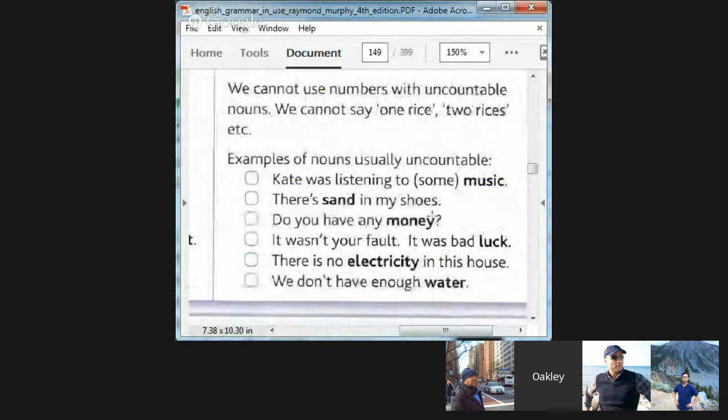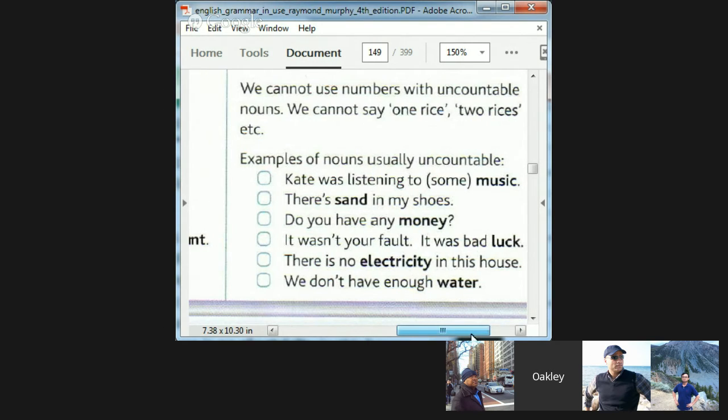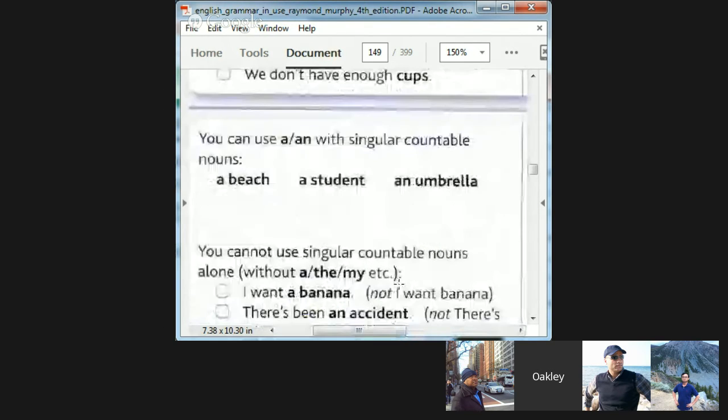Okay. And so ask yourself, 3 musics? No, it doesn't work. 3 sands? No. 3 monies? No. 3 lucks? No. Okay, electricity, water, these are uncountable nouns. Pretty basic.